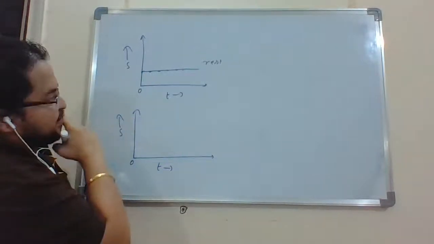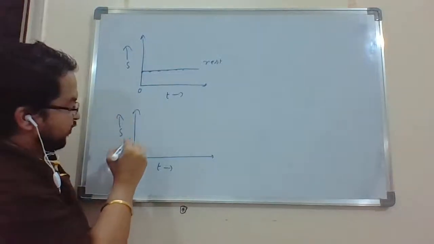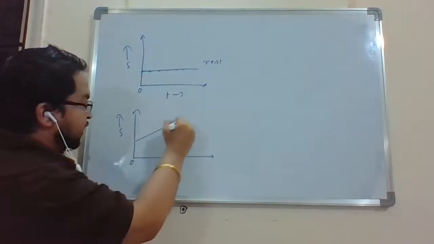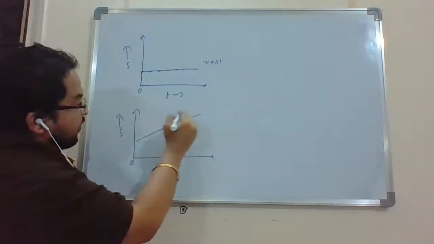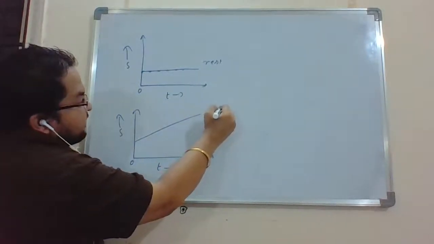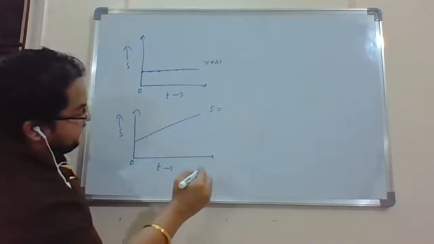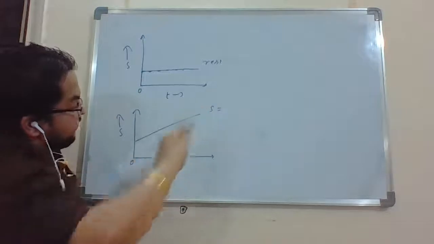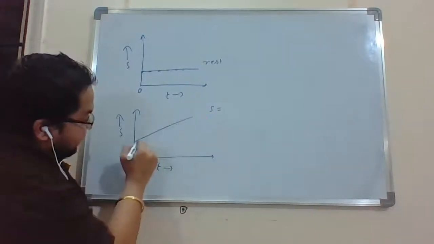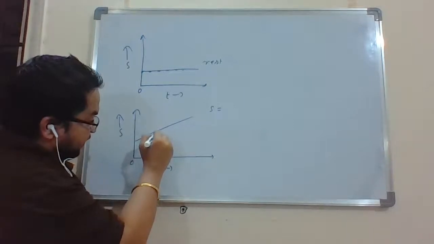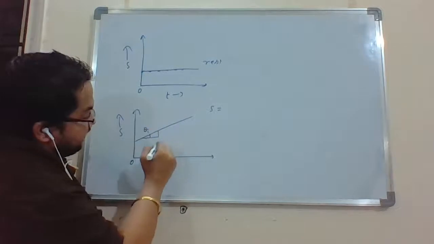Say something is moving. If this is the graph, I can say that the position S is given as mx plus t, so it is a straight line.